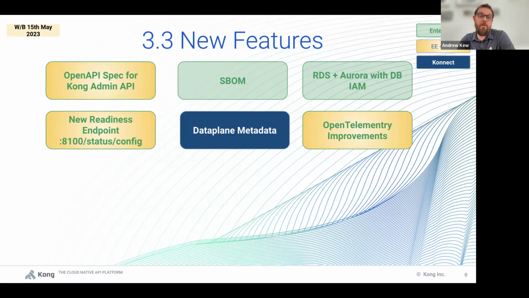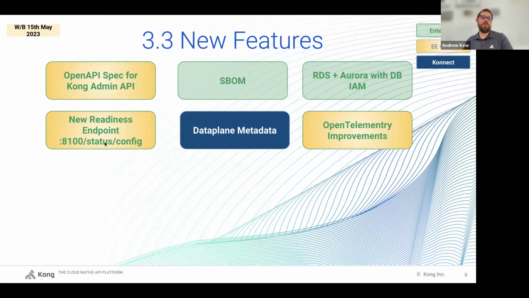I think one of the most exciting ones from my standpoint is the new readiness endpoint. And this is the one I was talking about with the data plane scale out. What's really great about this new readiness endpoint is it will effectively only return a 200 once your data plane's configuration has been loaded. So it's an atomic operation. It will only give a 200 once everything is ready and your data plane is ready to start managing traffic. That's effectively still hinging off of the status endpoint on port 8100, just with the path of status/config.